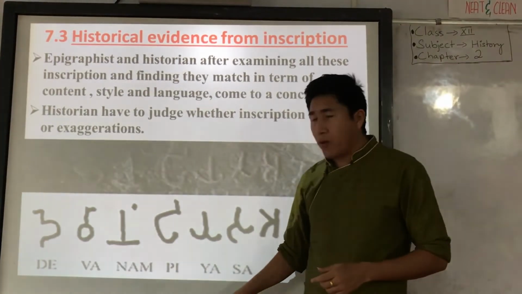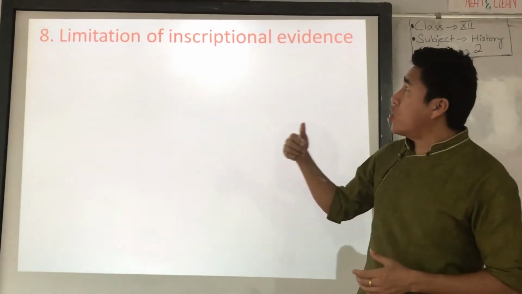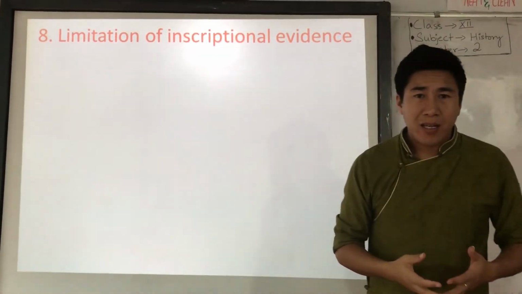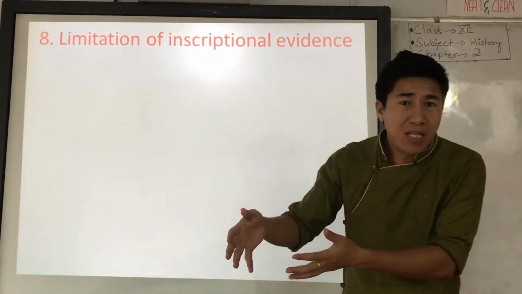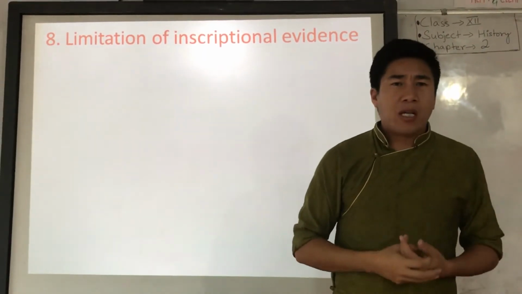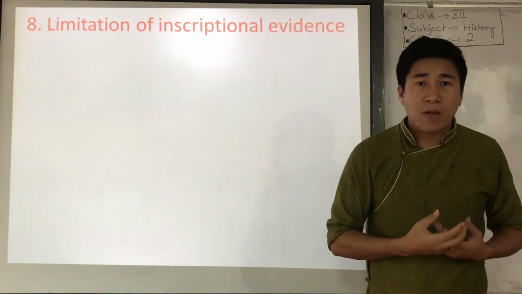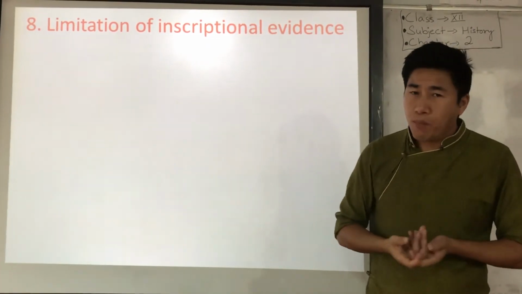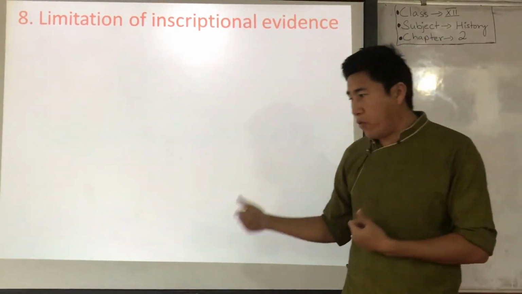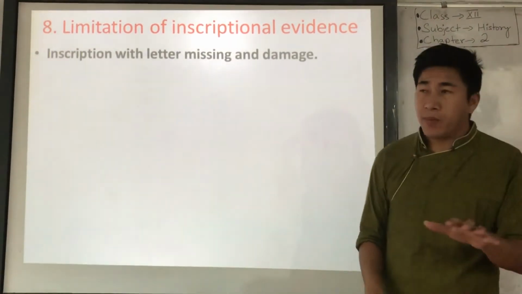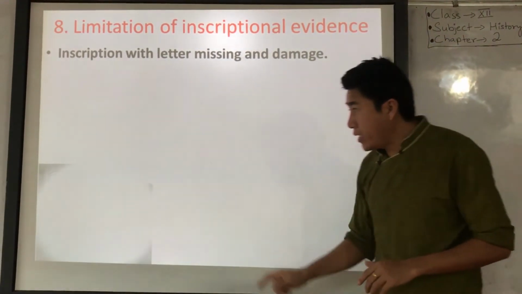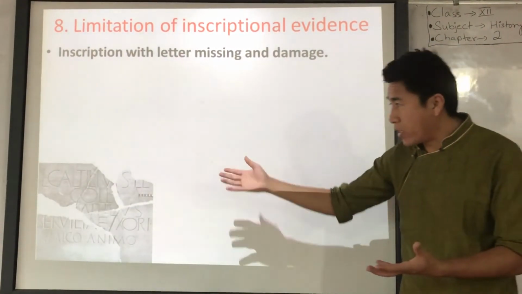Now, the last topic of chapter number 2 is the limitation of inscription evidence. Here, limitation means drawback, disadvantage, demerit, right? Yes, we found a lot of inscriptions, and they gave us a lot of history, right? But there were some problems, some limitations, so we are going to find out. Some technical problems: first, inscriptions with missing letters and damage.